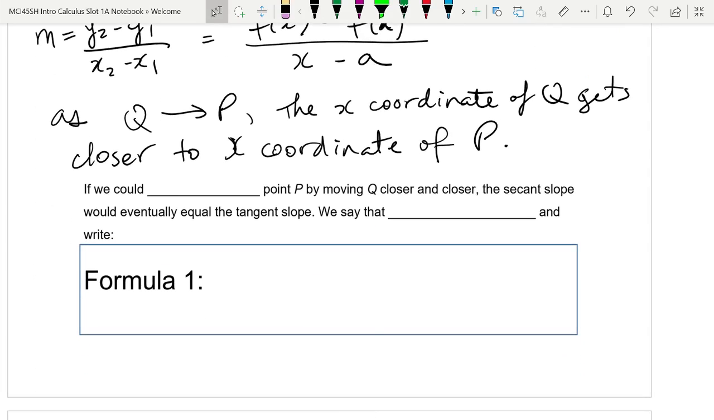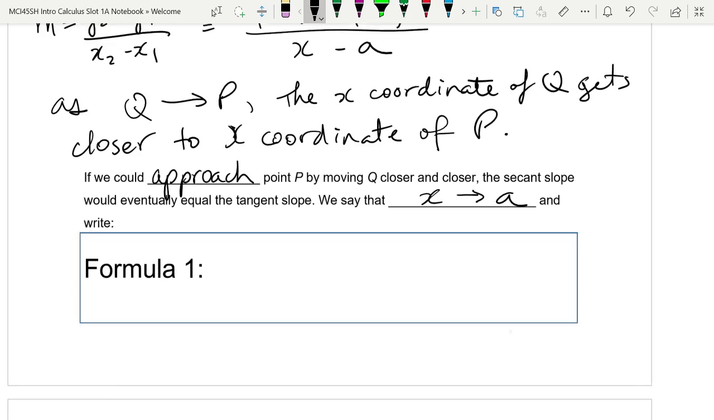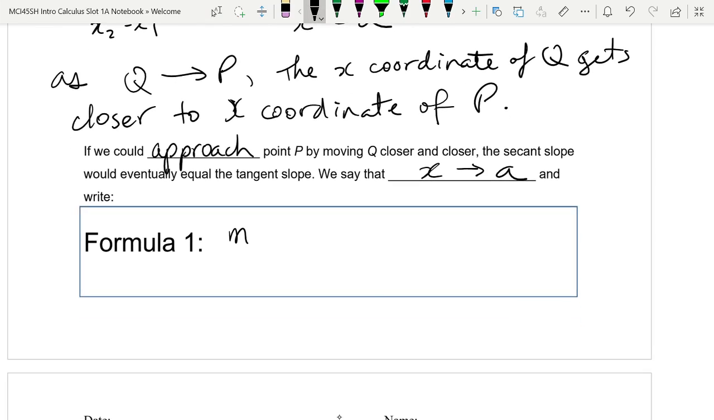So if we could approach point P by moving Q closer and closer, the secant would eventually equal the tangent. We would say then that as x approaches a, and write the formula, that the slope of the tangent is the limit as x approaches a of f of x minus f of a all over x minus a.